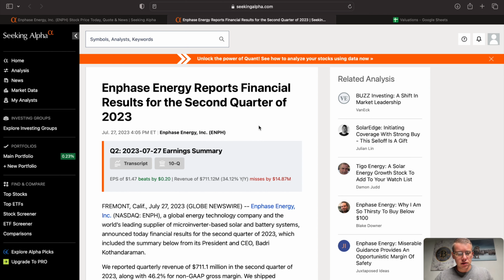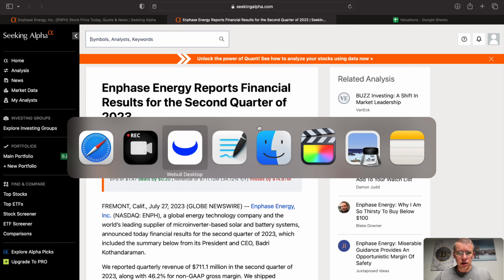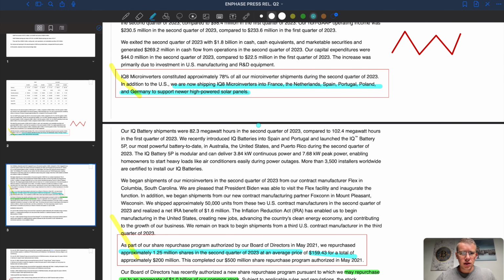And then moving over to the press release, they stated that they're now shipping the IQ8 microinverters, which is the inverter that takes DC current and transfers it to AC current, and it's the only inverter in the world that does that. Their first inverter, but they are now shipping these to all these other different countries, which broadens their revenue.